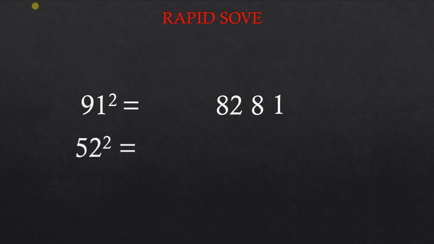Moving to next, 52 square. 2 square is 4. 2 into 2 into 5, that is 20. We are writing 0 and carry forwarding 2. 5 square is 25 plus 2, 27. So 52 square is 2704.